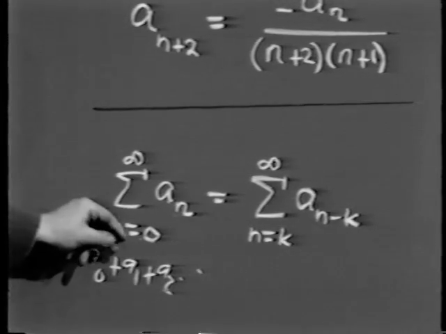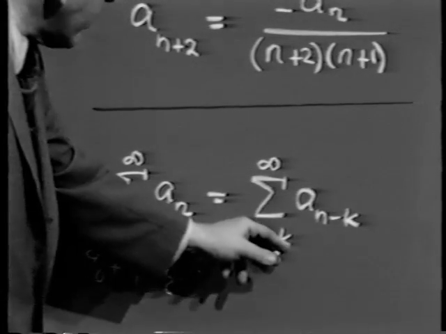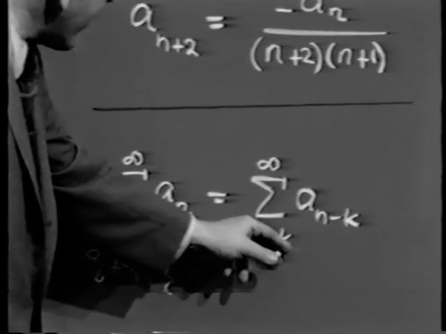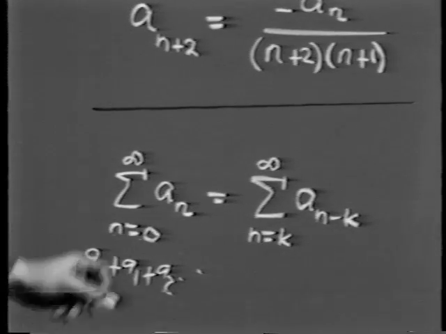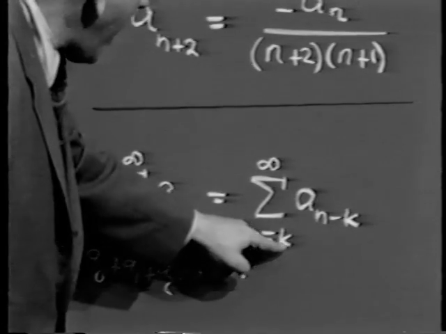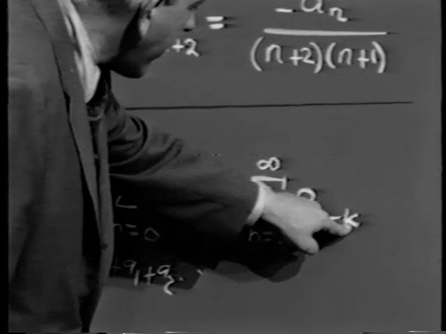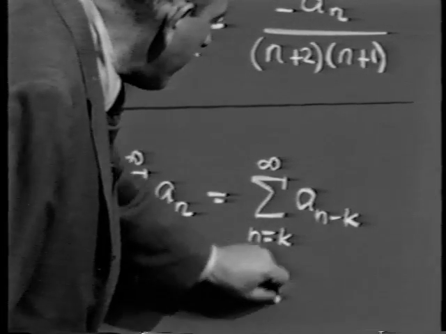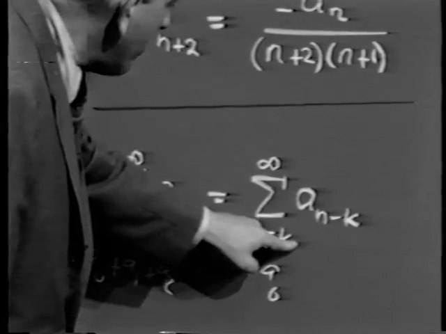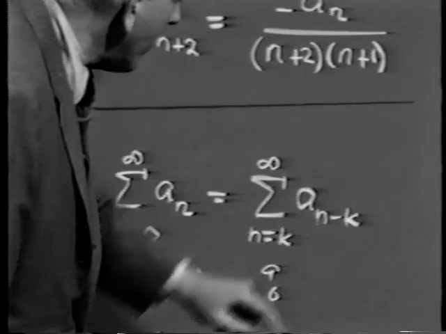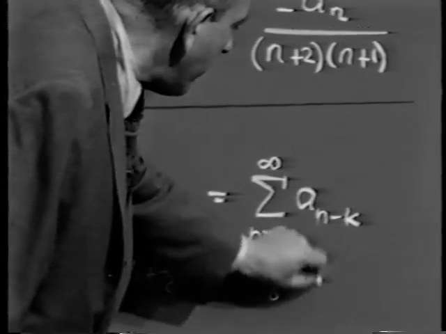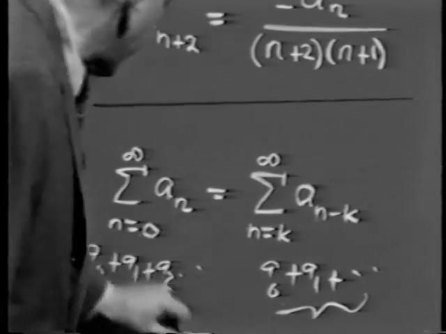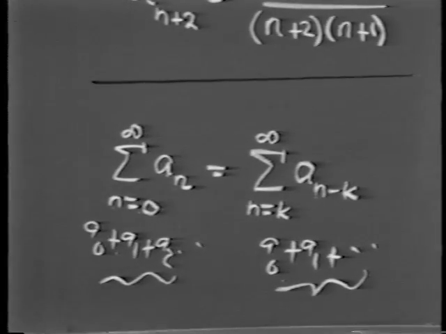I claim that all I have to do is start my counting process at n equals k now instead of n equals 0. In fact, look what this says. When n is k, n minus k is 0, so the first term here is a0. The next term would be k plus 1. K plus 1 minus k is 1, so the next term would be a1, etc. And this is just another way of saying this.